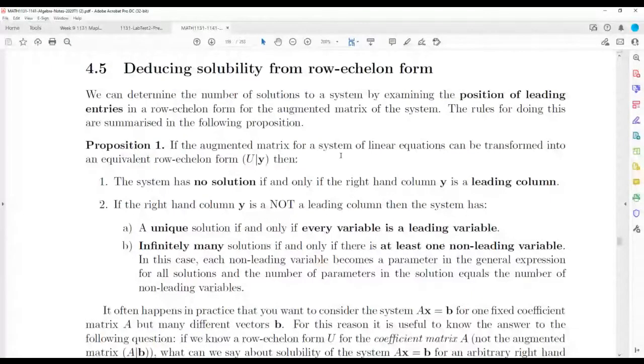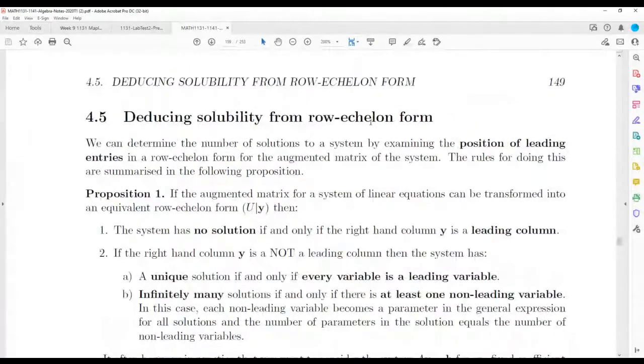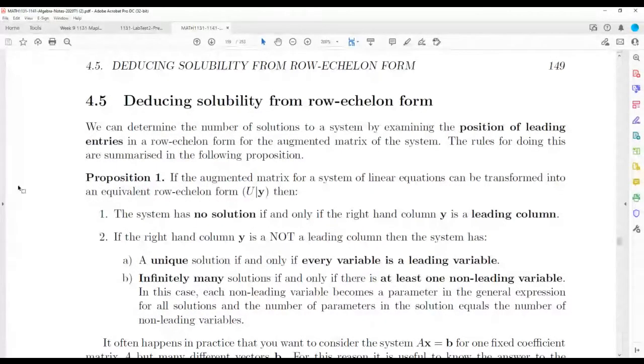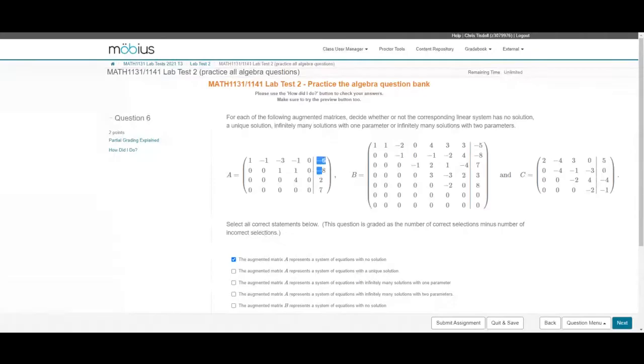Okay, so this is page 149 in your notes, okay? So the system has no solution if and only if the right-hand column is a leading column, okay? So let me explain what that is, because I think that's important, okay? So if you look at the first example, the first matrix, all right? So this column is a leading column because if we look at all the rows, this 7 is the first non-zero entry in the bottom row, okay?